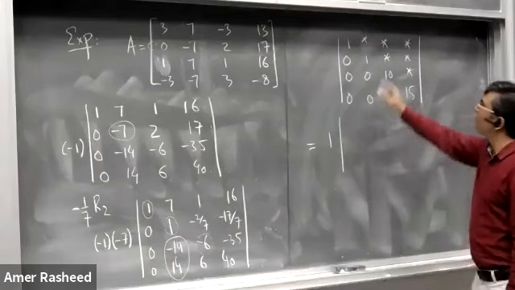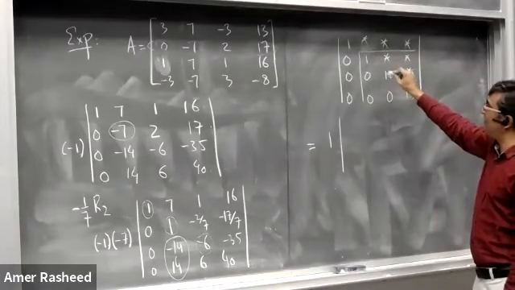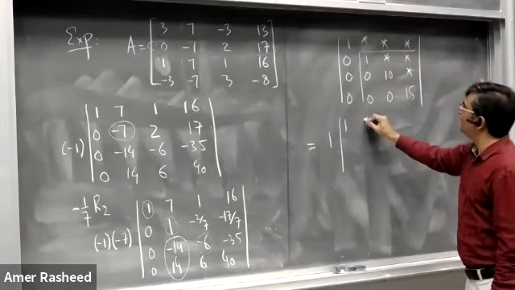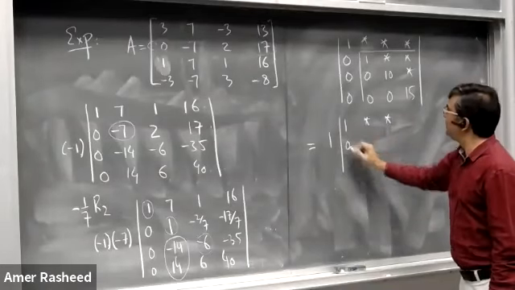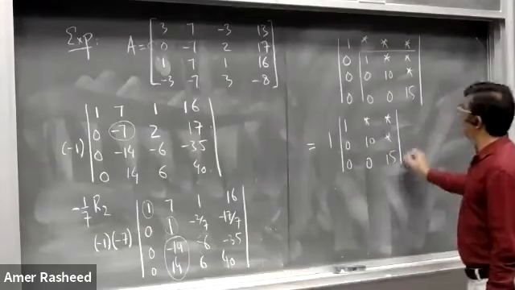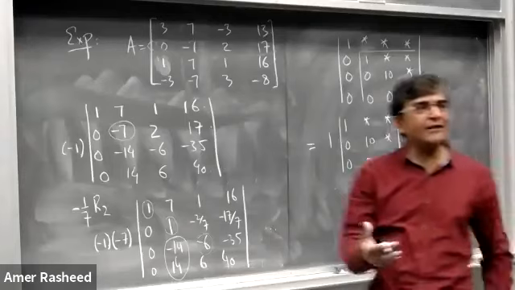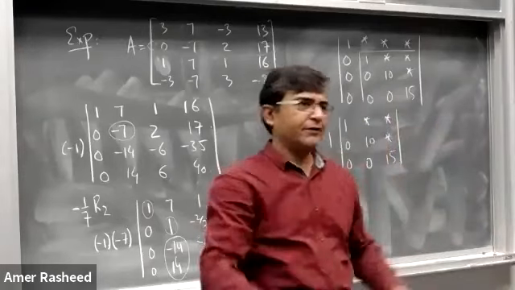First column, you write, you will be left with this determinant, okay? This matrix, 1, this one, 0, 0, 10, 0, this one, and 15. Now further, you have to apply cofactor expansion again until you get a 2 by 2 determinant.